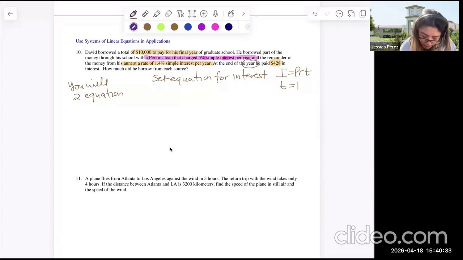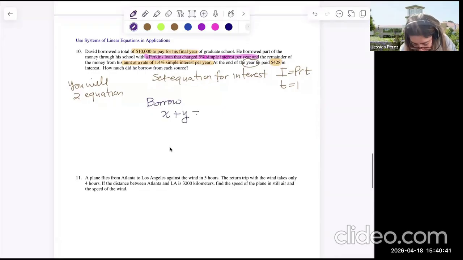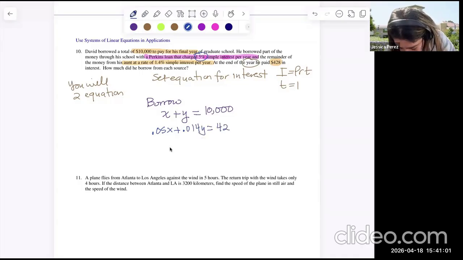The amount equation, so how much he borrowed. So the borrowed equation: x amount plus y amount is equal to $10,000. So that's how much he asked for at the beginning. And then, some of the money came from the loan, so 0.05x plus 0.014y, and that gives an interest of $428. So you will have an interest equation and you would have the total equation. Now here, this is your system of equations. You need to solve for x, you need to solve for y.